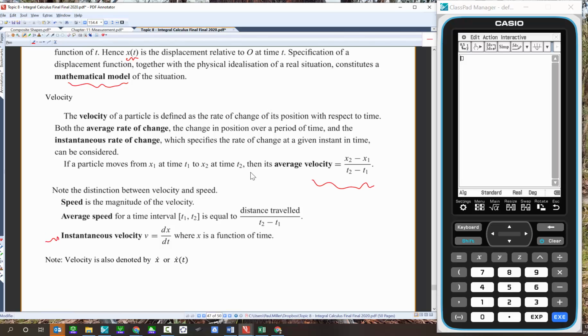Note that the difference between velocity and speed is that velocity is the change in position relative to time. If we looked at a car driving around a circular track, the car starts here, goes around the circular track and comes back to the start. It might have taken the car 1 minute to drive it, I don't know how long, what could you do in a minute?